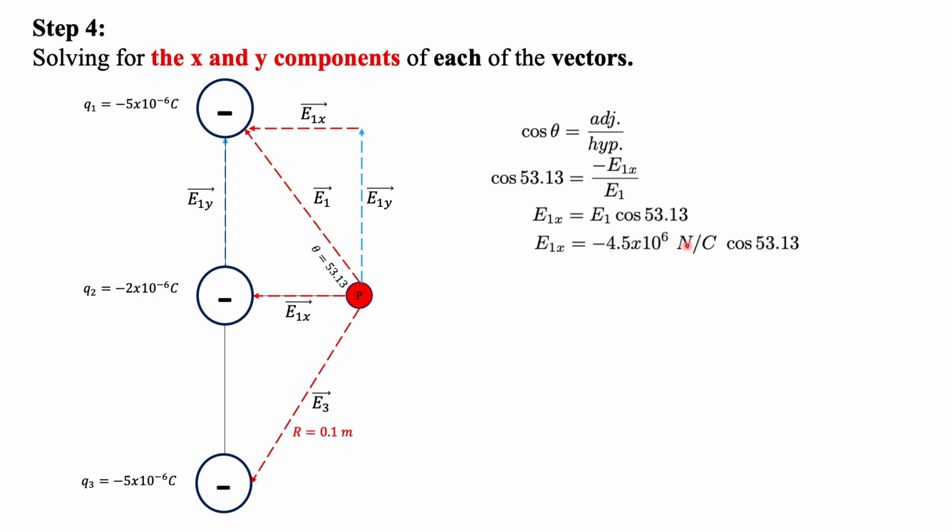This is just the magnitude of your electric field 1. And then you take the cosine of 53.13, which is approximately 0.6, and simply do your calculator thing, and you end up with E1 sub x, or the x component of the electric field 1, is negative 2.70 times 10 to the 6 newtons per coulomb. Now, we have just solved for the x component, so we still need the y component of this E1 vector, or electric field due to charge 1.